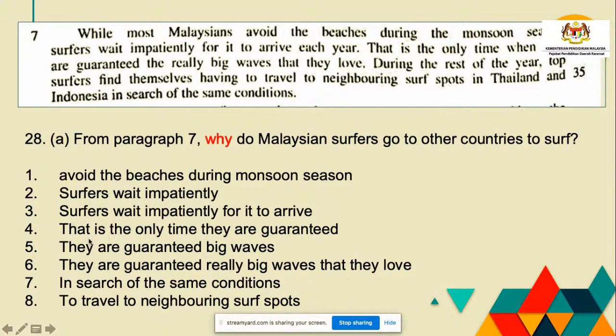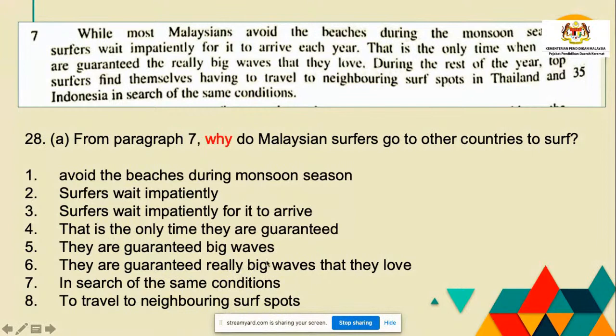Ini jawapan dia. They are guaranteed big waves. Having to travel to neighboring surf spots in Thailand and Indonesia in search of the same conditions. Maksudnya same conditions ni kan ombak yang besar kan, big waves kan. So kalau dia pergi ke spot kat sana, dia akan dapat big wave yang sama. So number five is acceptable. Okay, number six. Number six pun sama idea dia. They are guaranteed really big waves that they love. Bila dia pergi surf spot ni, dia akan dapat big wave yang diorang suka. So number five, number six, acceptable.